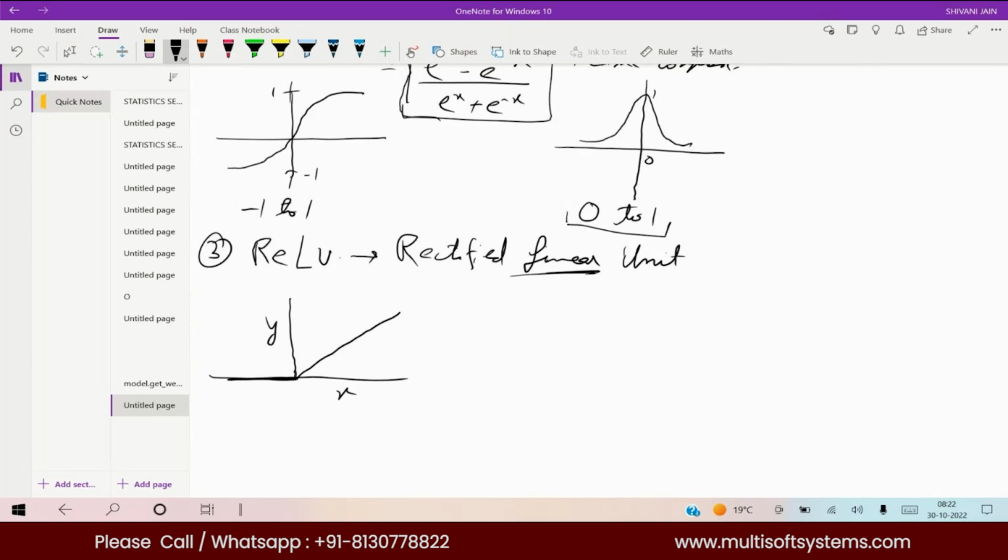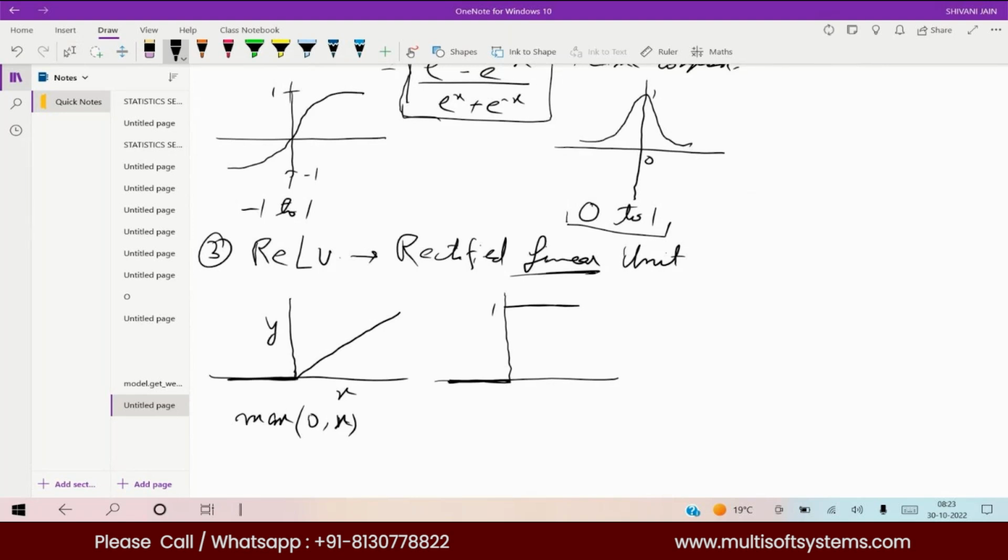So the equation for ReLU of x is maximum of 0 comma x. It will check if x is positive, then obviously my maximum of 0 comma x will be the x value. If it is negative, say x is minus 5, in that case it will be 0. This is the equation for this, right? If I want to see the derivative, for less than 0 it will be 0, and for greater than 0 it will be 1. Very simple, right?